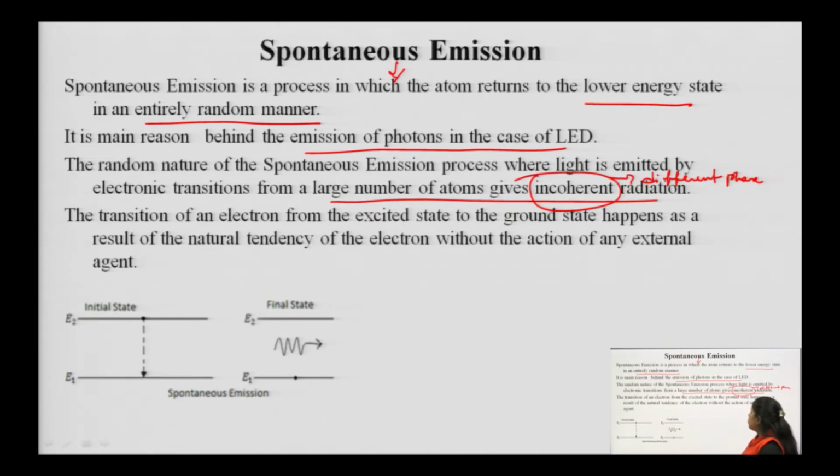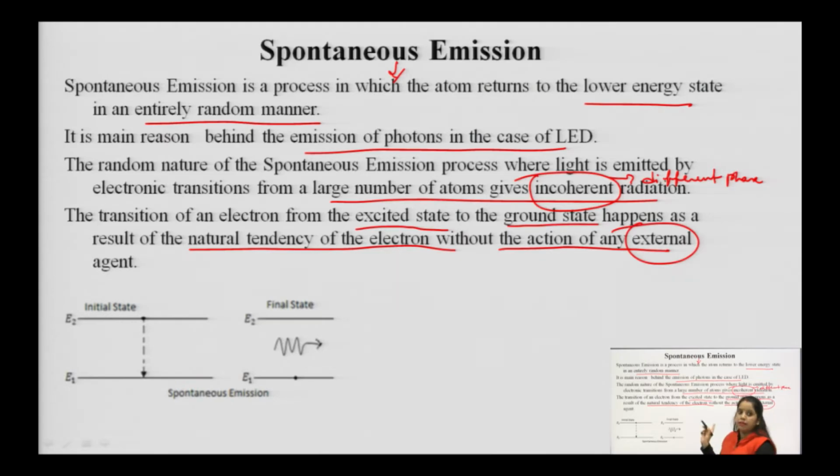Transition of an electron from the excited state, that is the highest state, to the ground state, that is the state having the lower energy, happens as a result of the natural tendency of the electron. That's why it happens in an entirely random manner, without the action of any external energy. We must always keep in mind that without the action of external energy, everything happens naturally in the case of spontaneous emission.